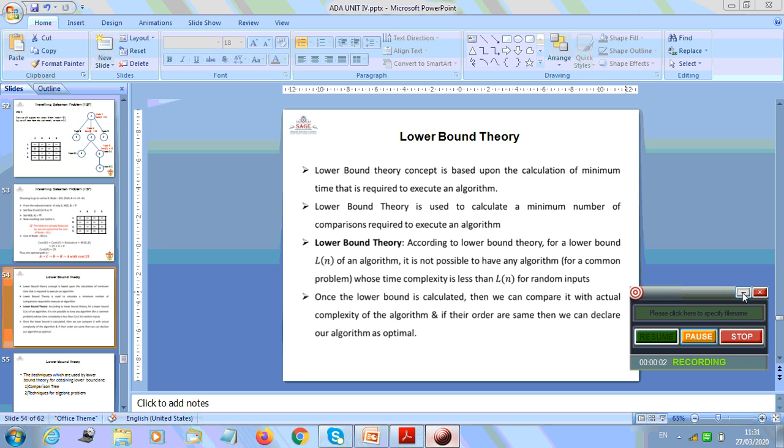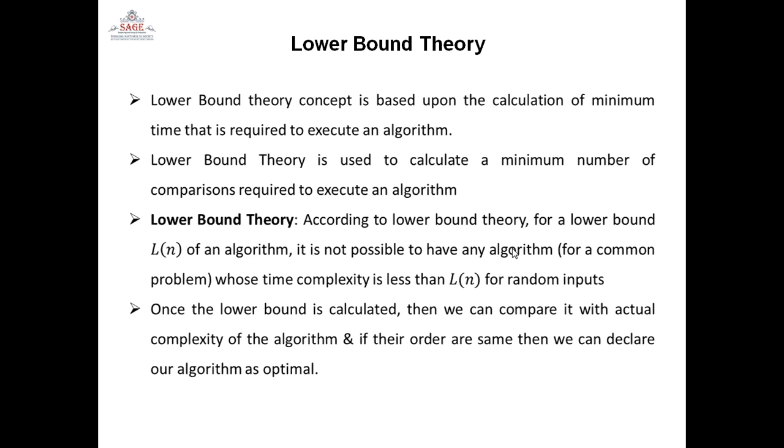So my dear students, today we are going to see this lower bound theory. Lower bound theory is based upon the calculation of the minimum time that is required to execute an algorithm, and it is used to calculate the minimum number of comparisons required to execute an algorithm. So from here it is clearly visible that if the number of comparisons is lesser, the time to execute an algorithm will be lesser.